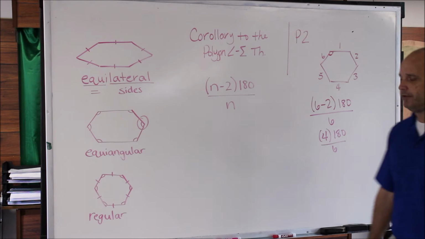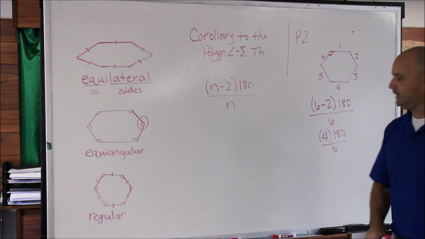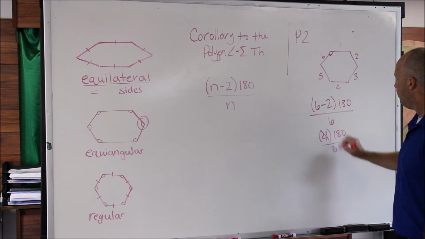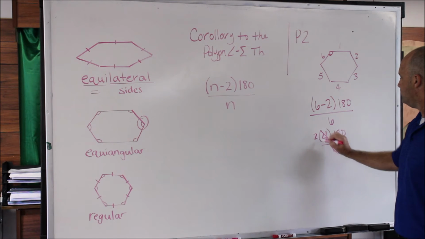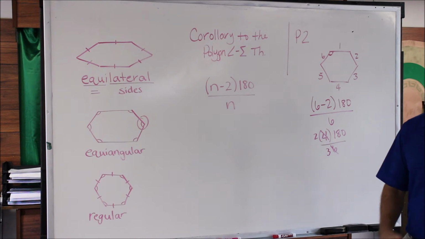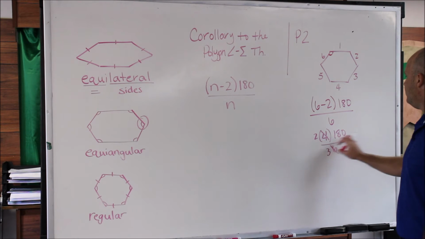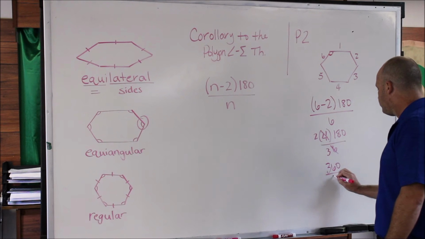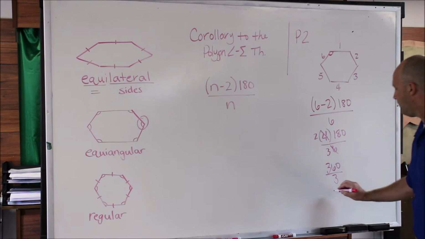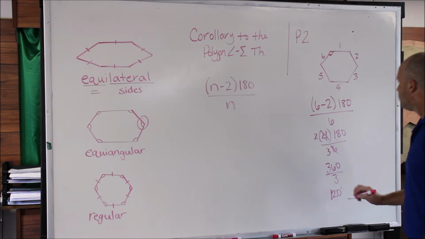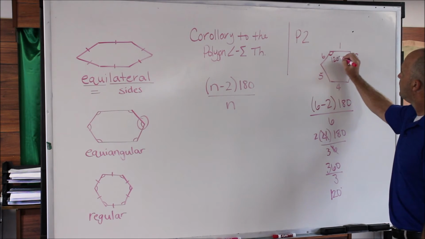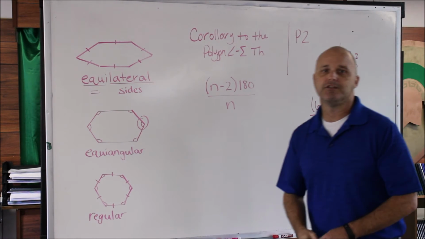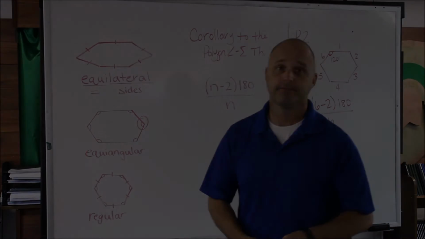Now at this point, to make the math a little bit easier, I'm going to reduce the 4 and the 6 down to a 2 and a 3. And again, that's just going to make the math a little bit easier. 2 times 180 is 360, divided by 3. And 360 divided by 3 is 120. So one interior measure of a regular hexagon is 120 degrees.